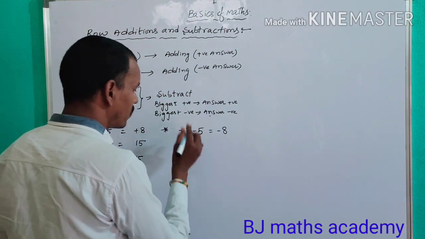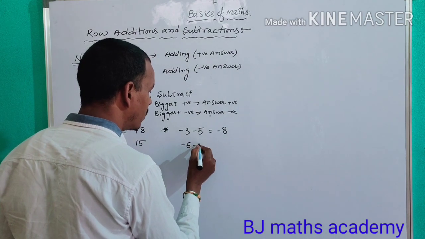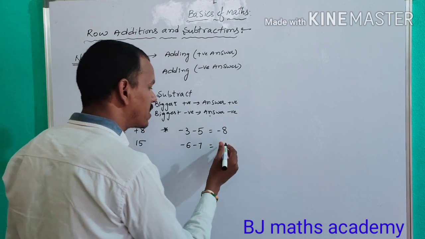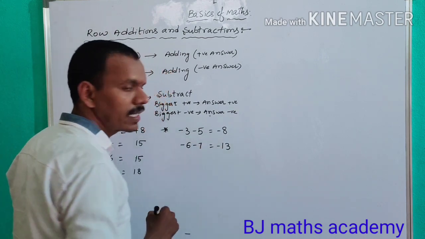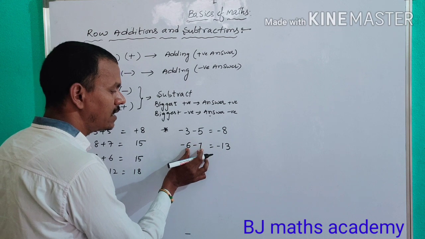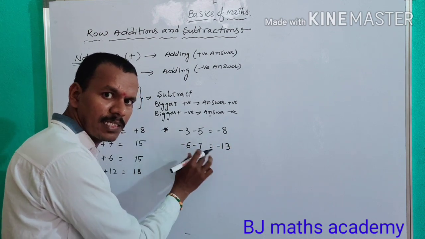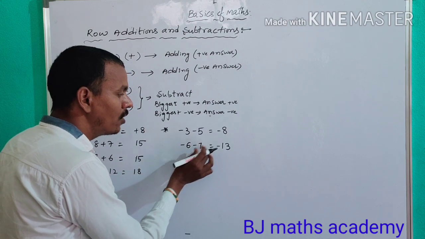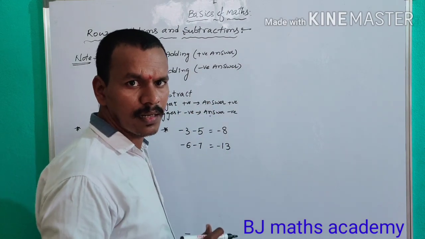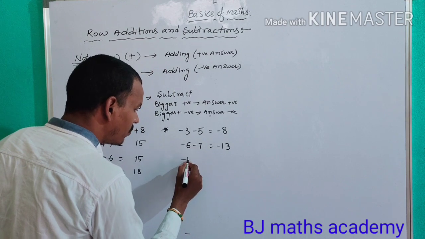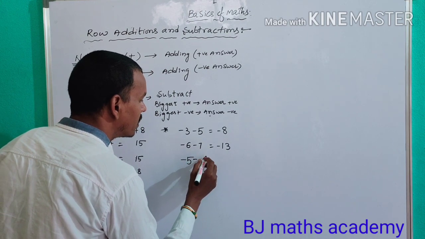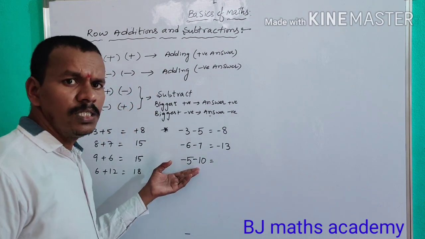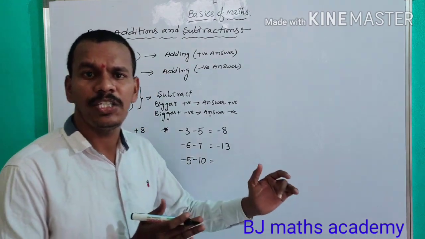Now next, minus 6 minus 7. So 6 girls, 7 girls, 13 girls, like minus 13. Both are minus, so we add: 6 plus 7 is equal to 13. But when we add negative terms, we get a negative answer. That is all. Now next, minus 5 minus 10. That is equal to the total. Both are negative, so we can add.